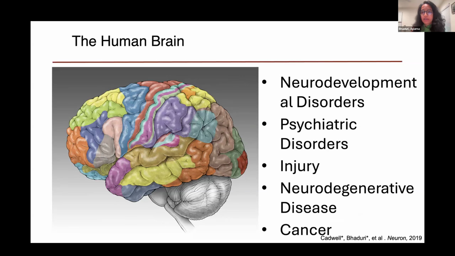Therefore, if we want to think about questions such as neurodevelopmental disorders, psychiatric disorders, and the vulnerability towards these, it's really important to study these developmental time points. It's also essential to think about this in the context of responding to injury because stem cells are really a developmental cell type, as well as when thinking about neurodegenerative diseases.